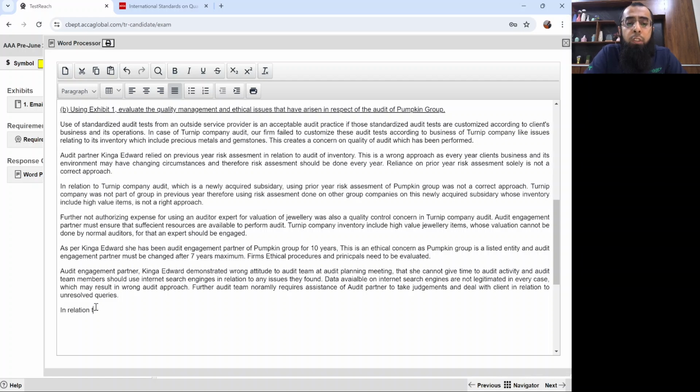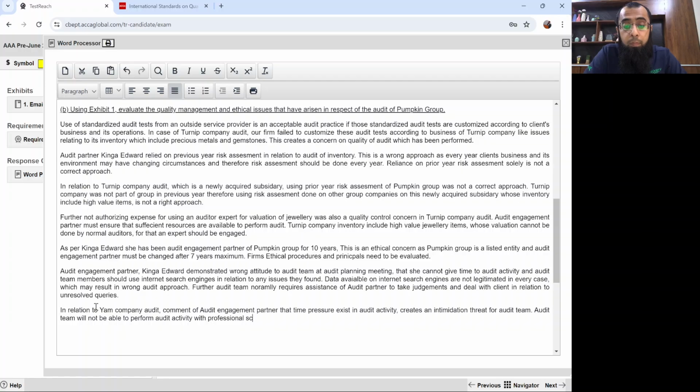Okay. In relation to YAM company audit, the comment of the audit engagement partner that time pressure exists in audit activity indicates or creates an intimidation threat for the audit team. Okay, the audit team will not be able to perform audit activity with independent and professional skepticism, as they will have time pressure, intimidation in their minds.